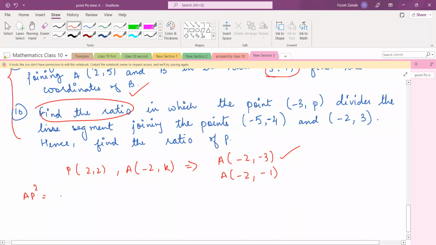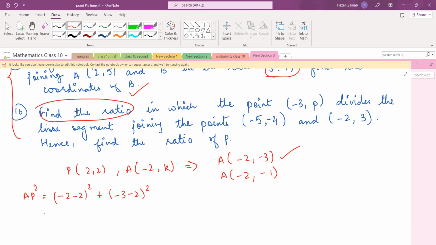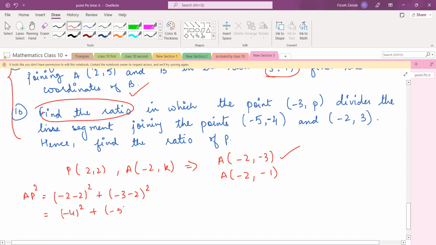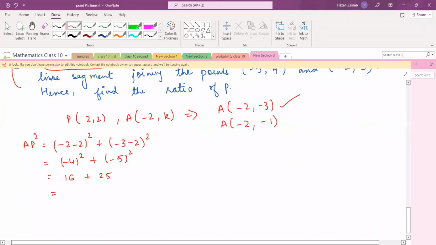So -2 whole square plus -3 -2 whole square. So I get minus of 4 whole square plus minus of 5 whole square. So this is 16 plus 25, right? So I get 6 and 5 is 11 and 1 is 3 and 1 is 4, 41. Okay, so AP is actually under root of 41.